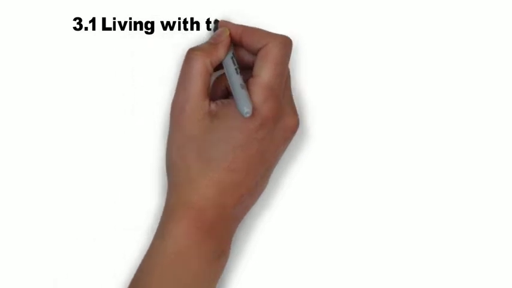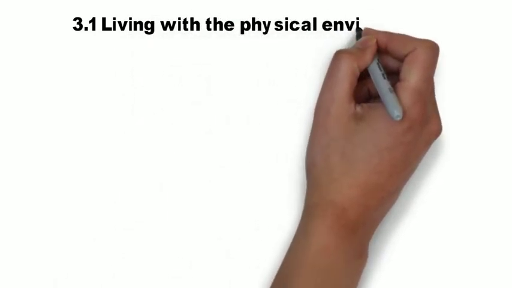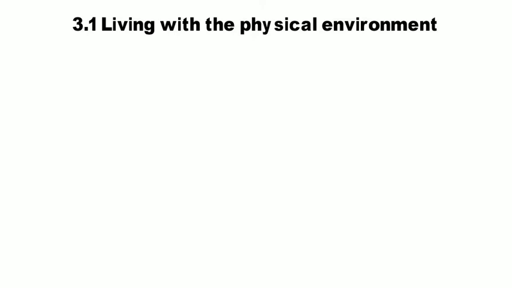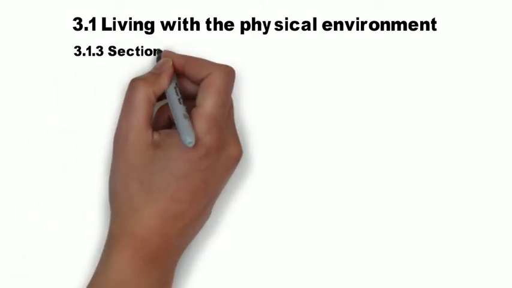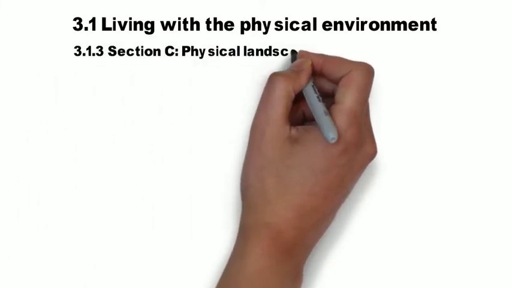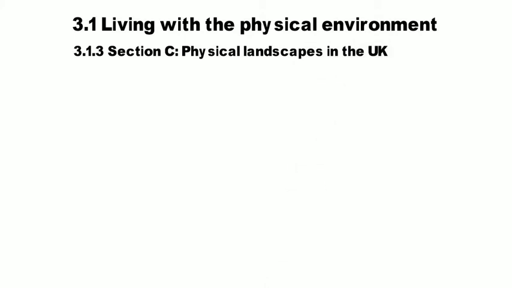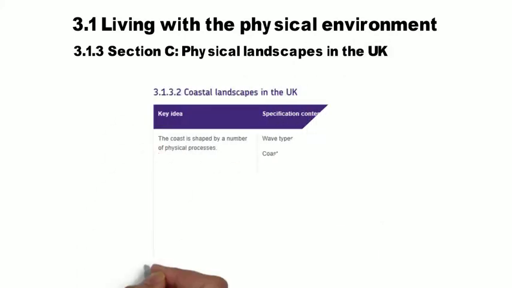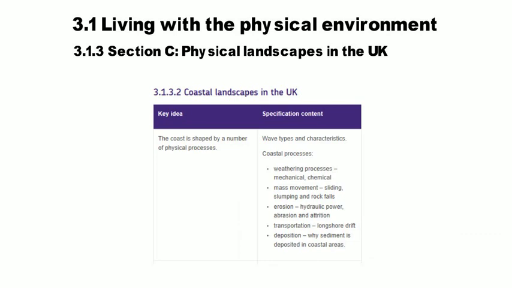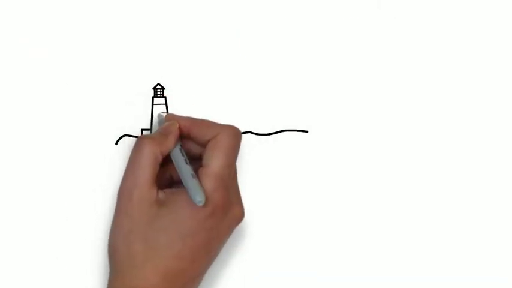Welcome back to Lloyd Learner, living with the physical environment. Section C, Physical Landscapes in the UK. This is the first video on coastal landscapes in the UK, covering wave types and characteristics, as well as a number of coastal processes. Now, let's get into the video.